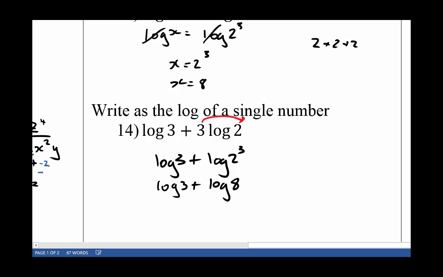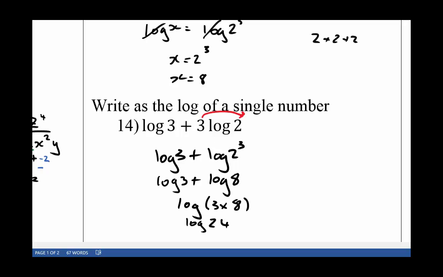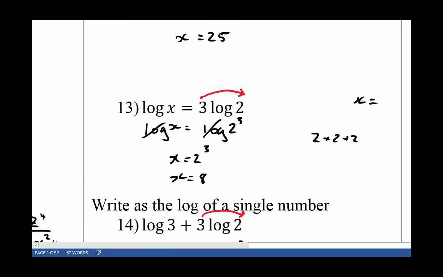Log 8. Now, when you add logs, you multiply these numbers. So it becomes log of 3 times 8, which is 24. Okay, and then I'll just write log 24. And I'll just go back one step and write that out properly, just to make sure. So 3 times 8. In there I would write 3 times 8, because I'm adding logs. And that, as I say, is that. Okay?